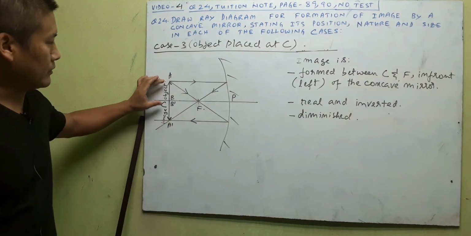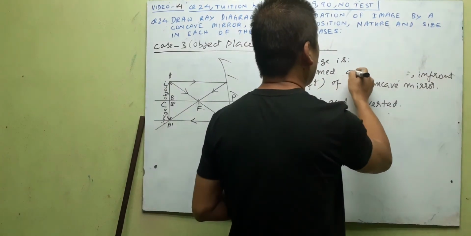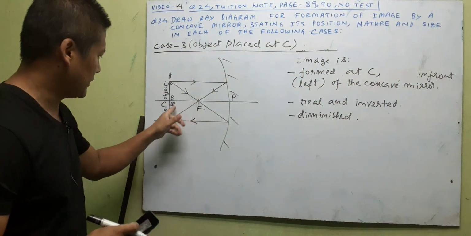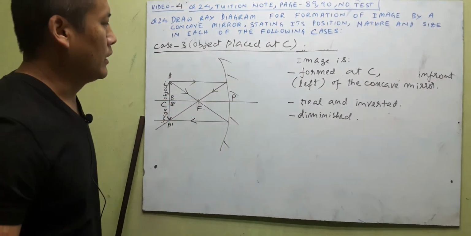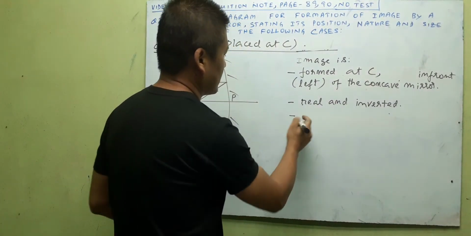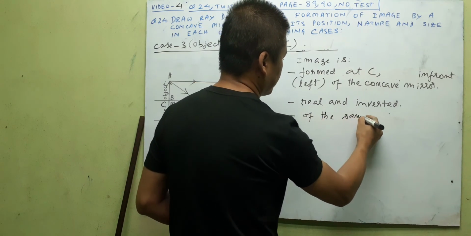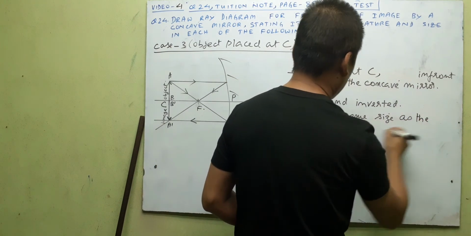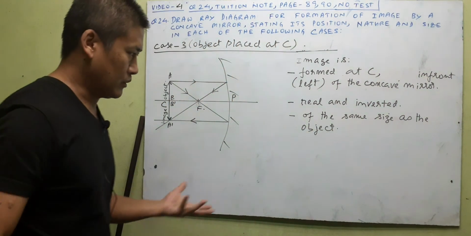So now what would we write? When the object is placed at C, the image is formed also exactly at C, and it is in front or left side of the concave mirror. You will clearly see here, on the left side, in front. Right side is called behind. It is real and inverted. And for the first time we're seeing the size of the image is the same size as the object. So this is the only case where object and image sizes are equal to each other.